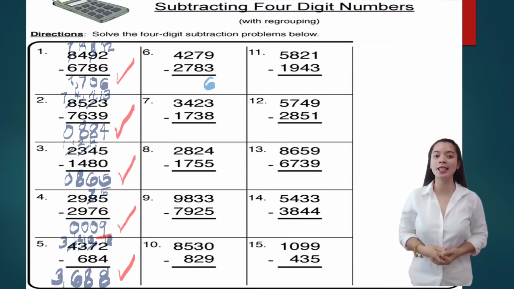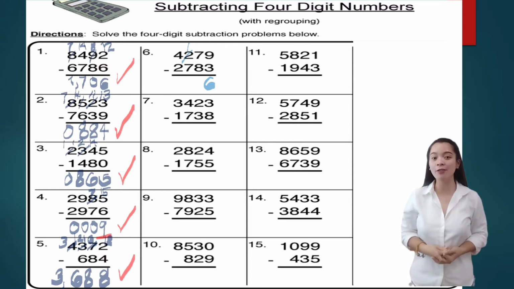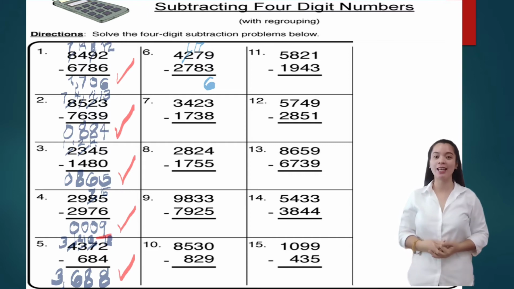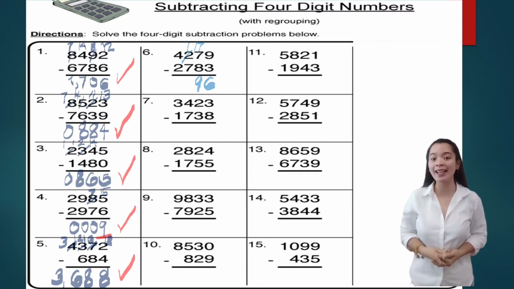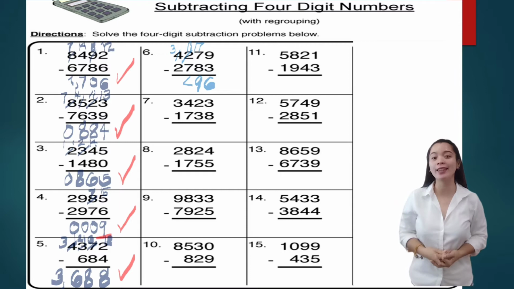7 minus 8 cannot be, so let's borrow. 2 becomes 1. 7 becomes 17. So we have 17 minus 8 is equal to 9. 1 minus 7 cannot be, let's borrow from 4. So 4 becomes 3 and 1 becomes 11. 11 minus 7 is equal to 4. 3 minus 2 equals 1.